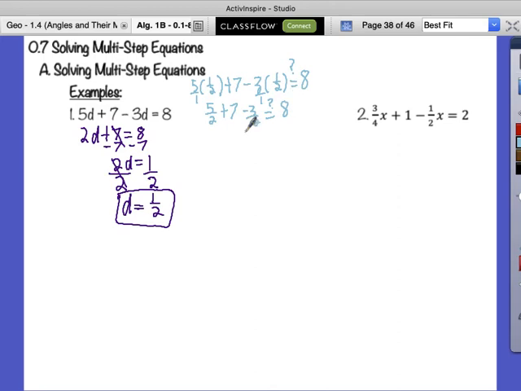What might be easiest for us to start adding and subtracting here? Because we can add in any order. Would it be easiest for us to add 5 halves and 7 together, or would it be easier for us to do 5 halves minus 3 halves first? 5 halves plus a negative 3 halves. Would that be easier? Because they're already common denominators. Okay, what's 5 minus 3?